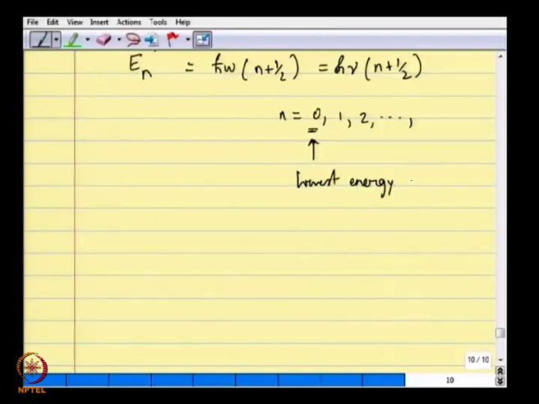Also, it is one dimensional, therefore the harmonic oscillator energies are non-degenerate. Okay.